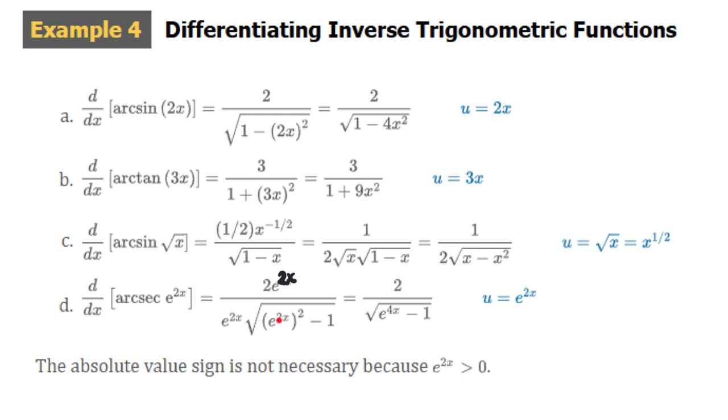Under the radical, we have square root of u, which was e to the 2x squared minus 1. Notice that's an opposite subtraction of arc sine. Arc sine, the algebraic term, is subtracted. In arcsecant, the 1 is subtracted. e to the 2x times itself is e to the 4x. These e to the 2x's will cancel, leaving that 2 on top.